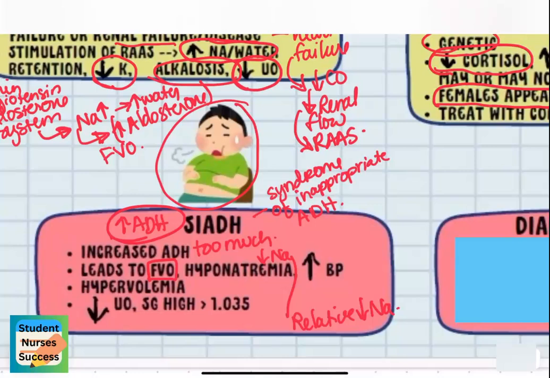Think about it. If you're retaining more water, what sodium you have available becomes diluted. And that's why you start to see this drop in sodium levels, because you have so much water and it's diluting out the amount of sodium that you have. With fluid volume overload, you also see an increase in blood pressure. Because you are increasing antidiuretic hormone, you do not have much urine output, and the urine that you are putting out is very concentrated. So you see an increase in specific gravity, because you're not putting much out.